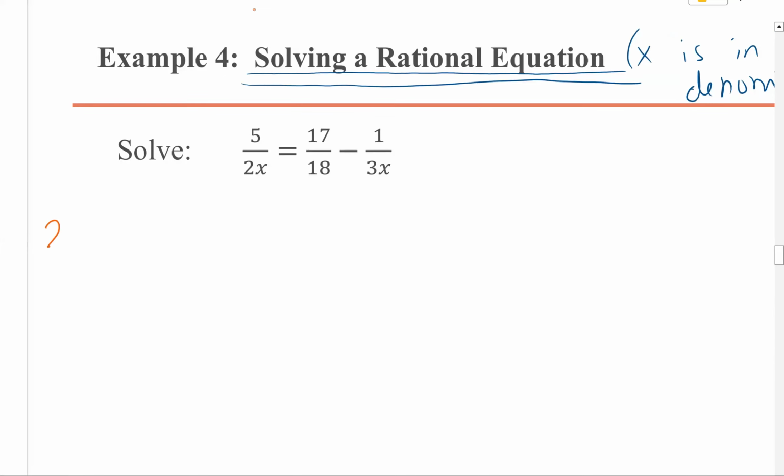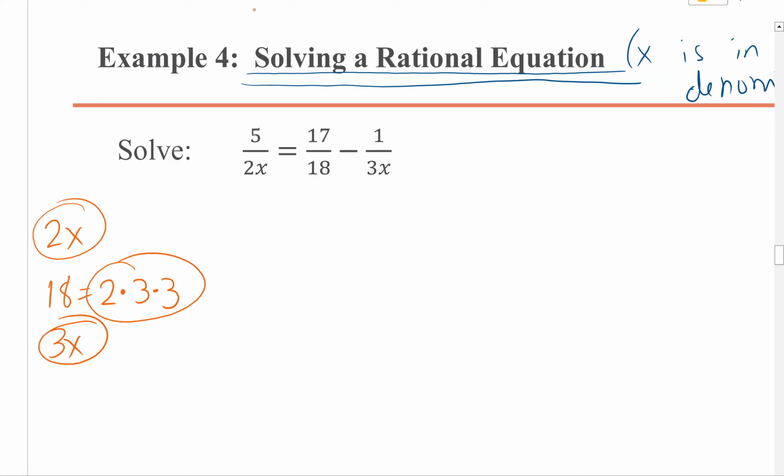We've got 3 denominators here, 2x, and there's not much I can do with that. 2 is already a prime number. 18, though, I can probably write as 2 times 9, and 9 is 3 times 3. So that looks good, and then I've got 3x. Those are our 3 denominators, and I want to find the least common denominator. So I would need everything I see. I see a 2, I see more than one 3, and I see x is involved.